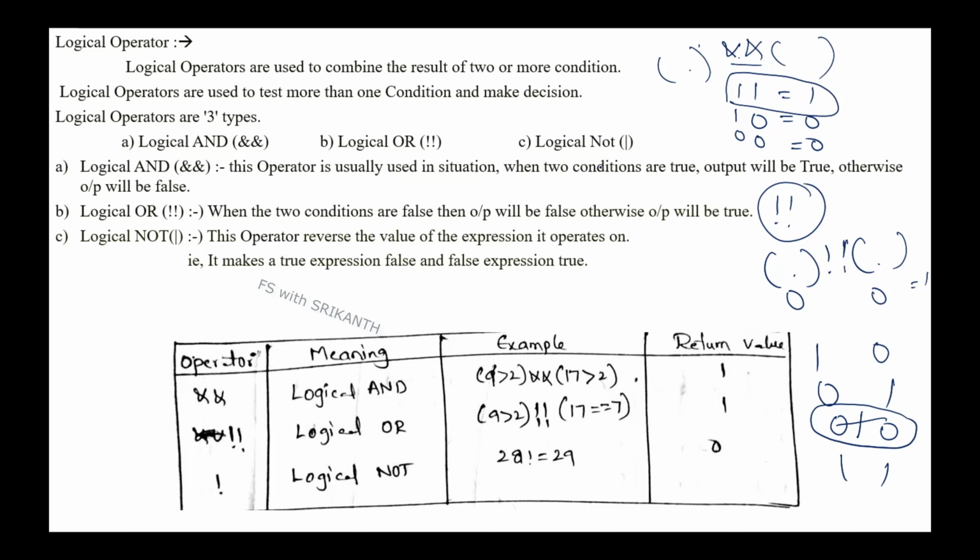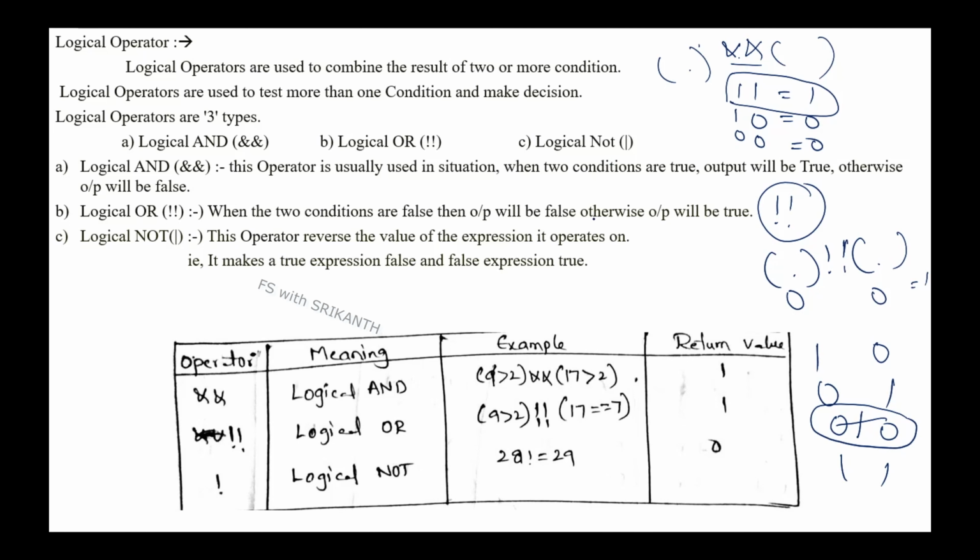Next one, logical NOT. Logical NOT is quite different. If the condition is true, it returns false. Expression true, it returns false. Expression false, it returns true. If we give a true value, it returns false. If we give a false value, it returns true. It makes a true expression false, depending upon the original expression.